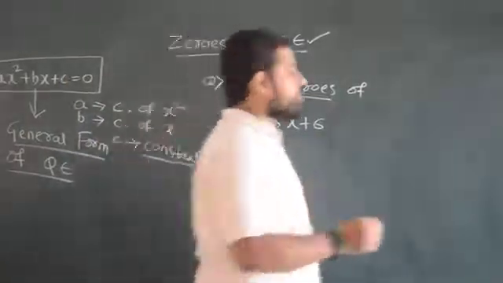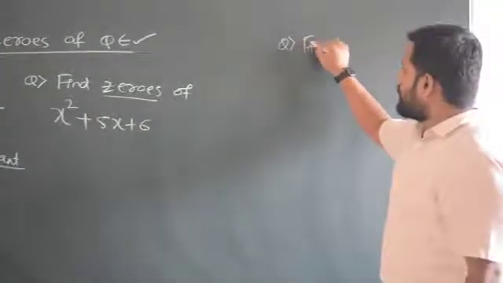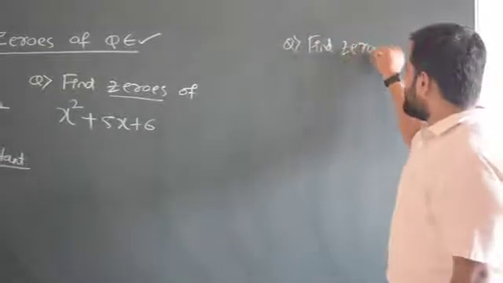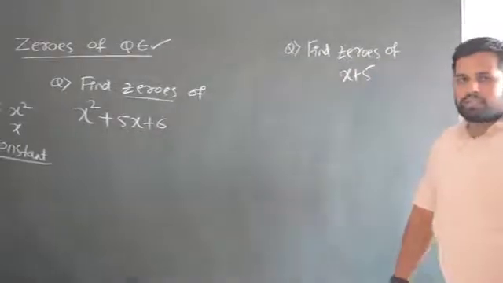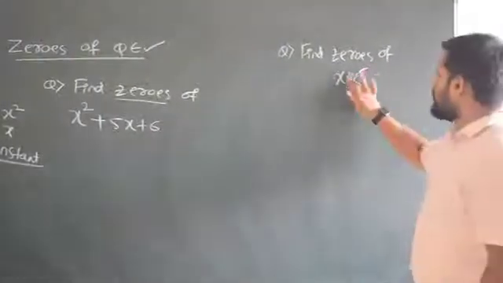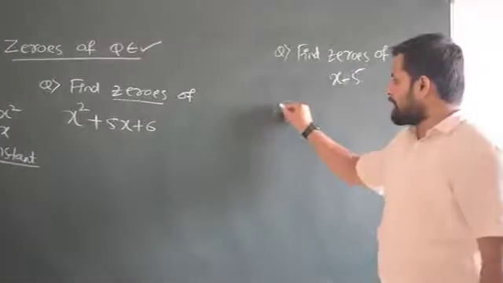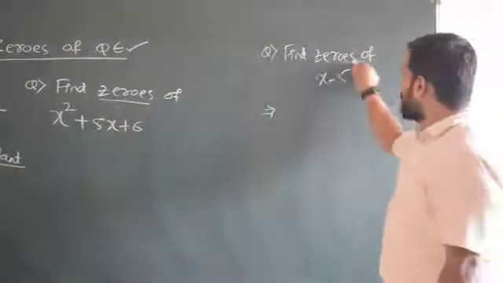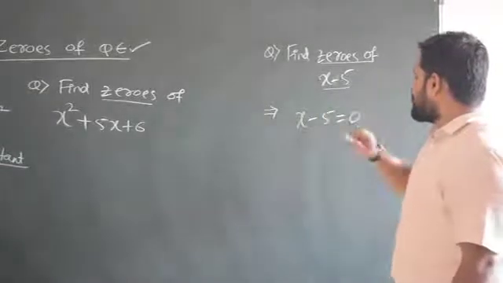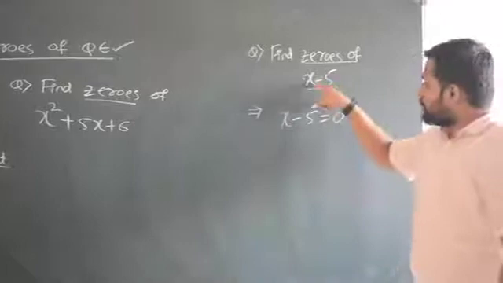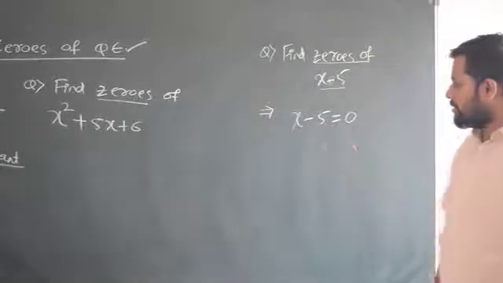If you are not getting the meaning of zeros, let me give you one simple example. If they are asking you to find the zeros of x plus 5, or it can be x minus 5 also, any equation it can be. How to solve this? They are asking you to find the zeros of x minus 5, right? So you have to make x minus 5 equal to 0. The meaning of zeros is that by putting what value of x you get 0. So we should make x minus 5 equal to 0 to find the value of x.